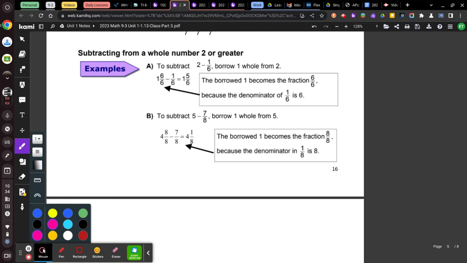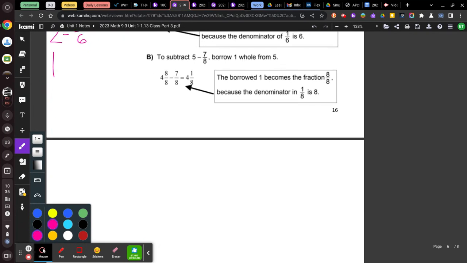This next question here, we've got 2 minus 1/6. What they've done is they've created a fraction and they've borrowed a 1. They've borrowed the number 1 from one of those digits. If I subtract 1 from the number 2, what do I get? What is 2 subtract 1? 2, and I got to get rid of 1. I'm going to have 1 left over.